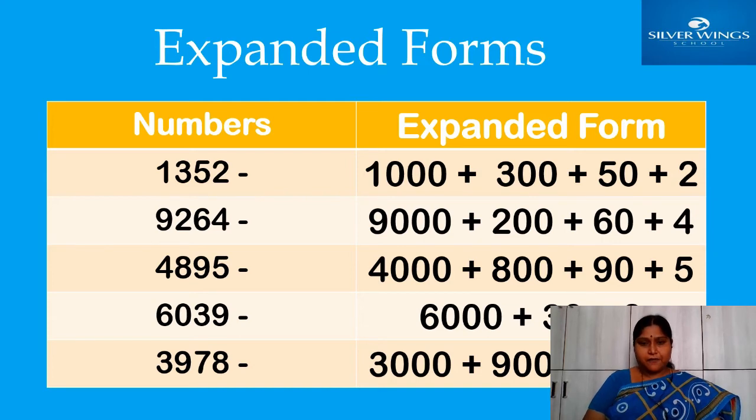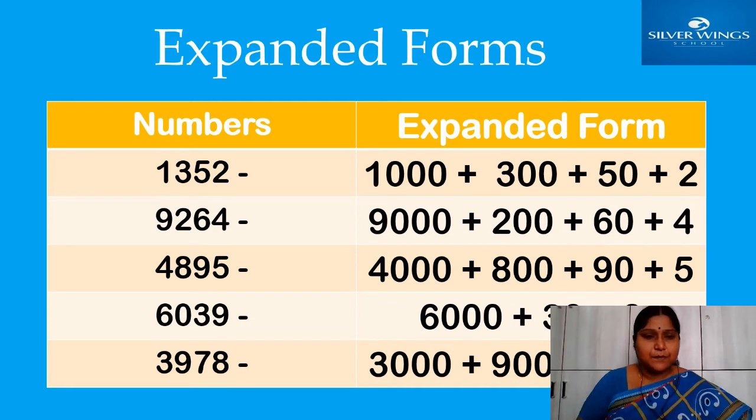The expanded form of a number is the sum of place values of each digit of the number. You should write the place value for each and every digit in the given number. After that, you should add. Add means you should write with the plus sign. You should separate the place values of each digit and show them with the plus symbol.